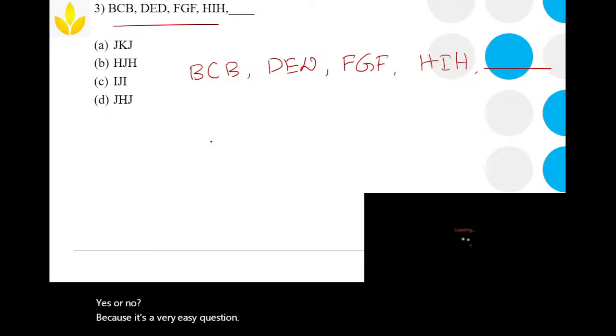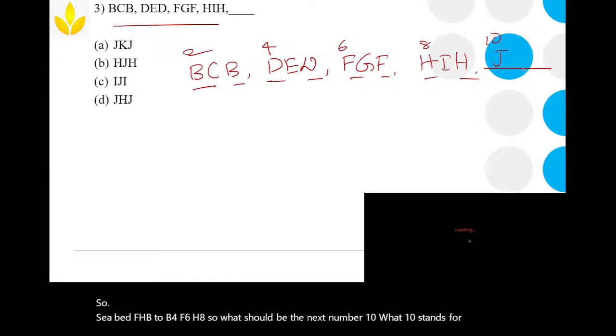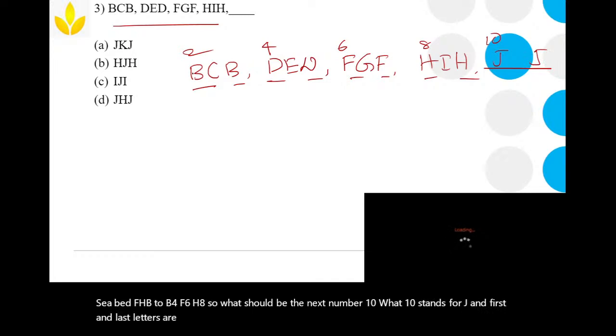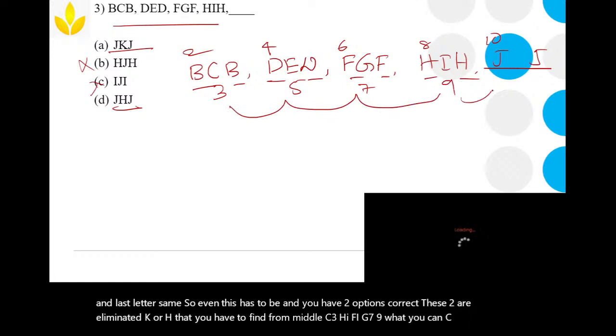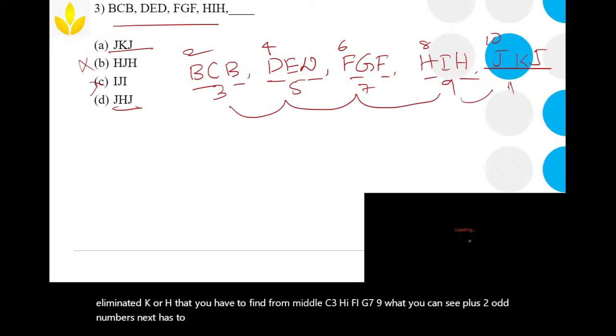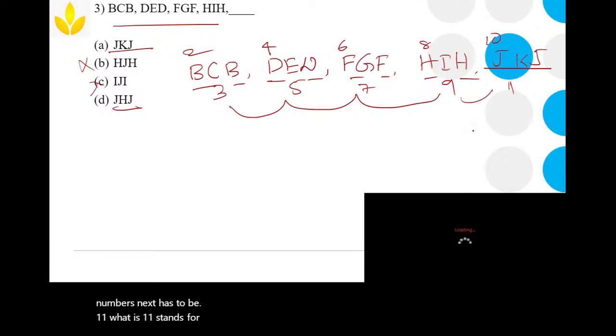Okay. So, C, B, B, D, D, F, F, H, H. B, 2, D, 4, F, 6, H, 8. So, what should be the next number? 10. What does 10 stand for? J. And first and last letters are the same. So, even this has to be J. And you have 2 options, correct? These 2 are eliminated. K or H. That you have to find from the middle. C, 3, E, 5, G, 7, I, 9. What can you see? Plus 2. Odd numbers. Next has to be 11. What does 11 stand for? K. How will you write K?